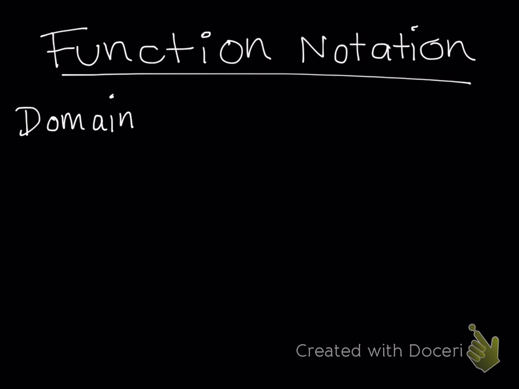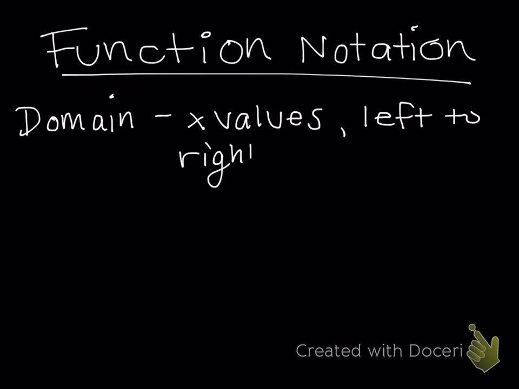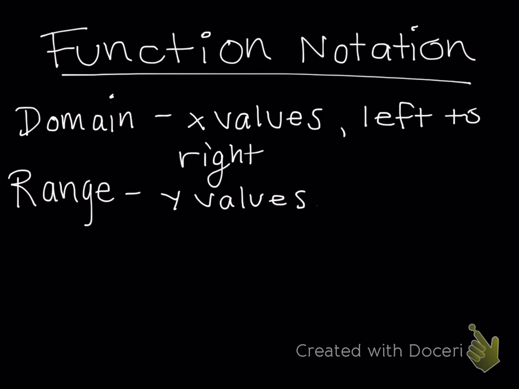is that domain is our x values. And when we're recording our domain, we always go left to right. And this is something we covered last year. Our range is always our y values. And when we're stating the range, we always go bottom to top. So last year when we did domain and range, we always wrote it with an inequality. So this year we're going to phase out the inequalities and use function notation.